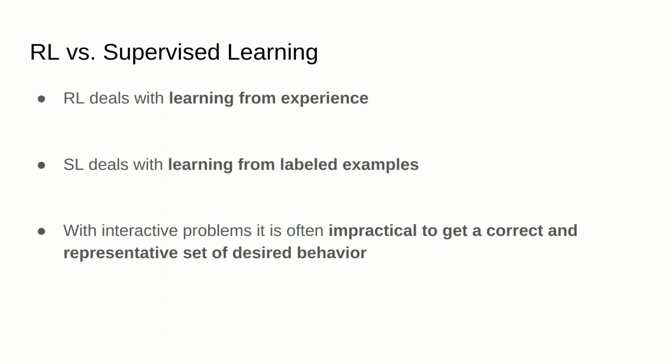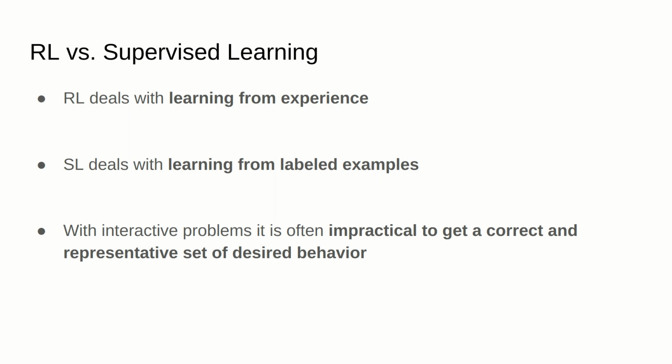Now that you understand the basic components of RL, you might be wondering how it differs from other forms of ML, such as supervised learning. The key difference between reinforcement learning and supervised learning is that RL deals with learning from experience, while supervised learning deals with learning from labeled examples. And the purpose of supervised learning is for a system to generalize its responses such that it acts correctly in situations that are not present in its training set.